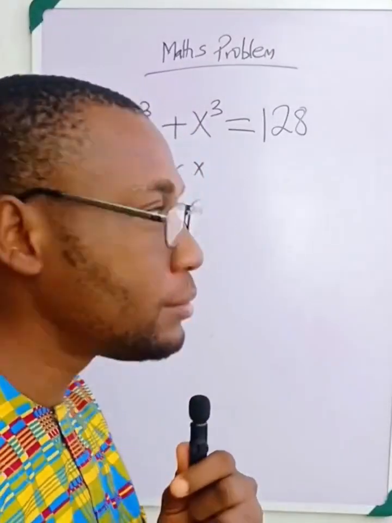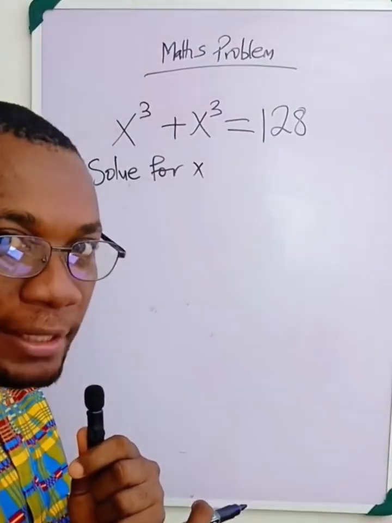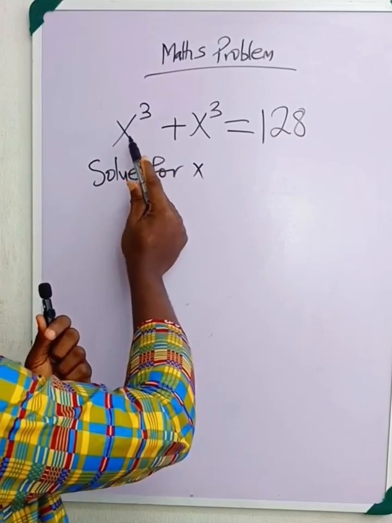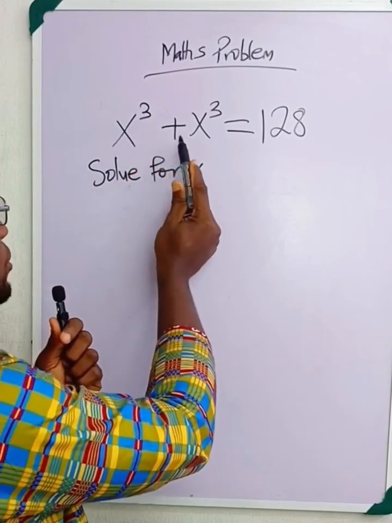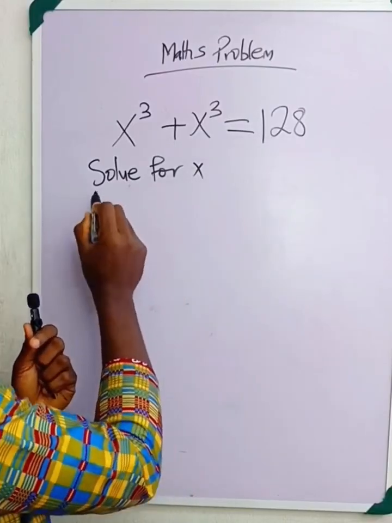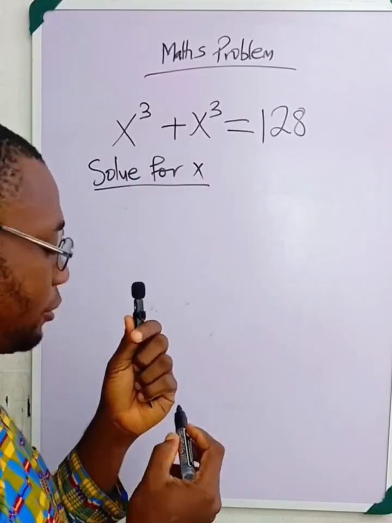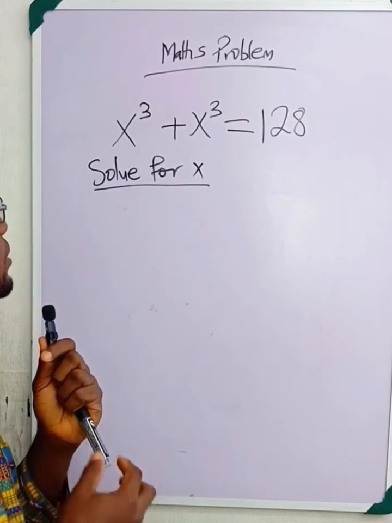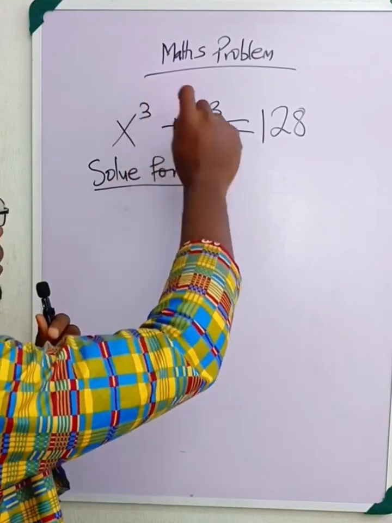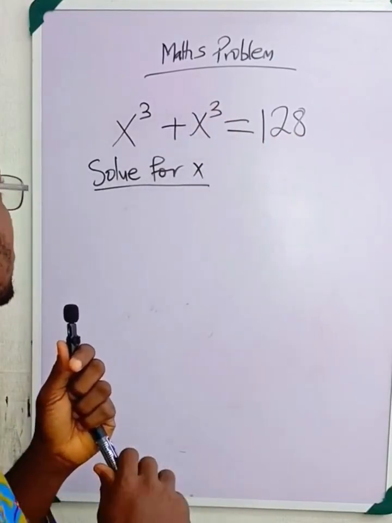Hi everyone. All right. Let's look at the board. We have a maths problem: x cubed, that's x raised to the power 3, plus x raised to the power 3 equals 128. We are asked to solve for x. All right. Looking at this very critically, you will discover that we have x with a power 3, x with a power 3, then 128.